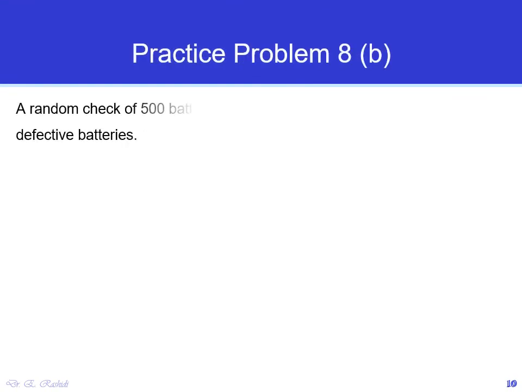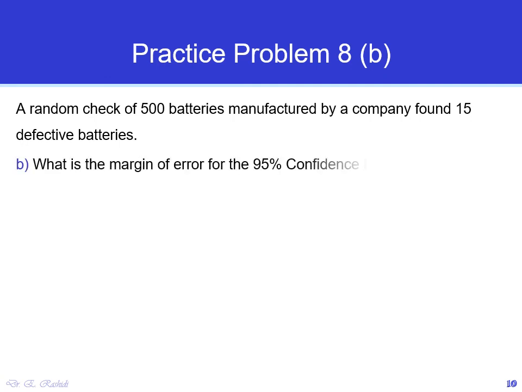Part B of the question. A random check of 500 batteries manufactured by a company found 15 defective. Part B. What is the margin of error for the 95% confidence interval for the proportion of batteries that are defective? So please pause, find the margin of error, and then come back to see the solution.